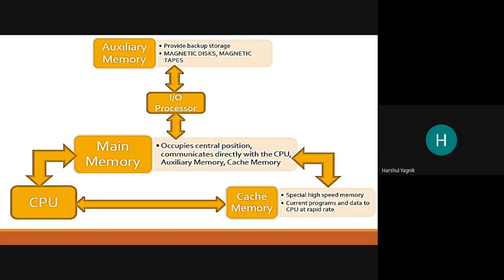But there is a disadvantage also: the size of the cache memory. It is not the size of RAM or ROM which is available along with the processor. It is very small, most of the time in KB or MB, maximum MB. Even with a Core i3 or Core i5 processor, the size of the cache memory is in megabytes only.